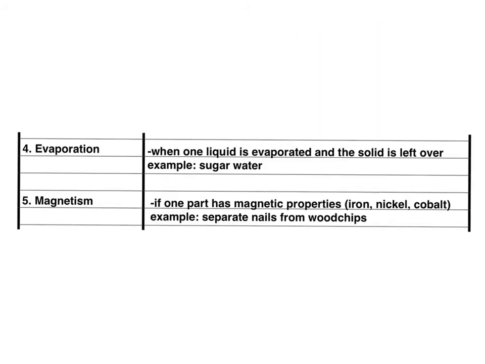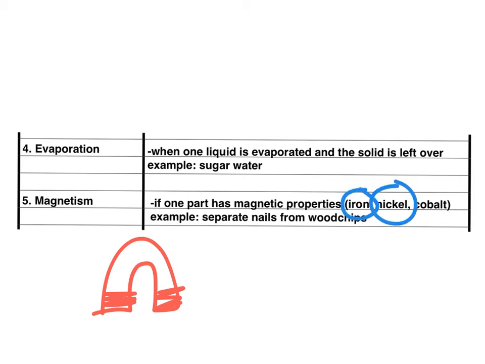Number 5 is magnetism. This is when one part of the mixture has magnetic properties. So if you have a whole bunch of stuff and you are trying to get the metal out, that would probably be the easiest thing to do. You can use a magnet. They have a north pole and a south pole, and anything that is magnetic, which is iron, nickel, or cobalt, will stick to it.